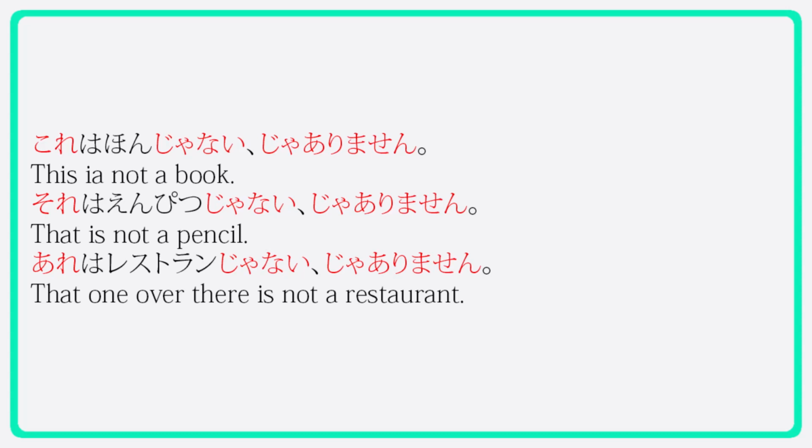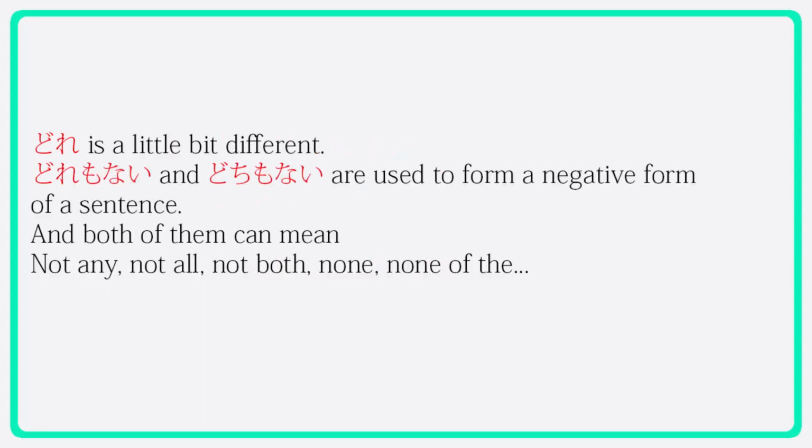Are wa restaurant janai, ja arimasen. That one over there is not a restaurant. Dore is a little bit different. Dore monai and dochi monai are used to form a negative form of a sentence, and both of them can mean not any, not all, not both, none, none of the.